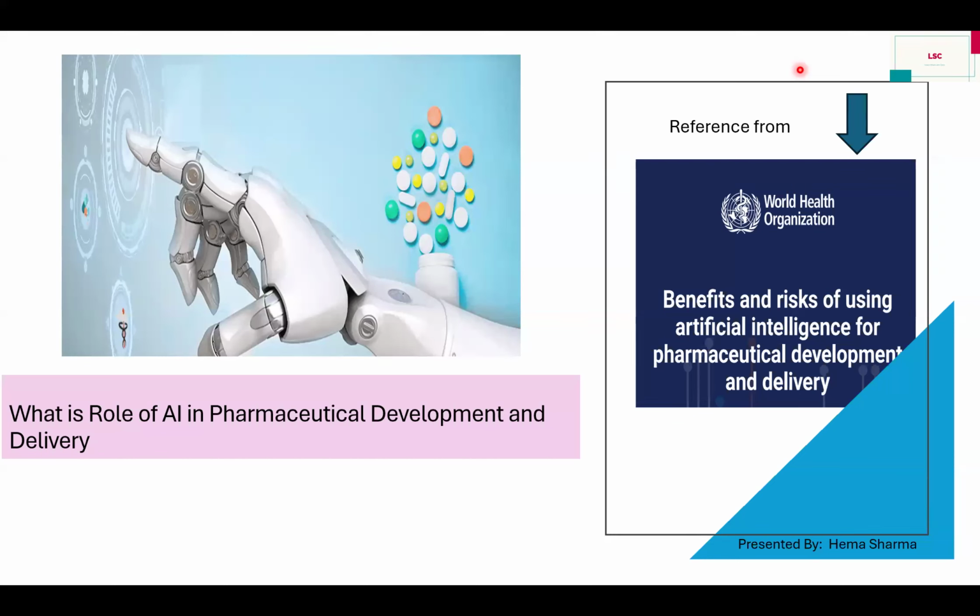What is the role of AI in pharmaceutical development and delivery? When I gathered all the information from the media and different sources, I found a wonderful WHO guideline document that summarizes the benefits and risks of using artificial intelligence for pharmaceutical development and delivery.